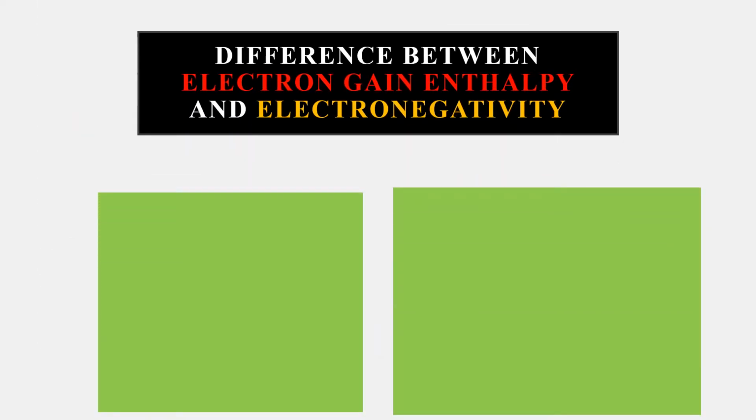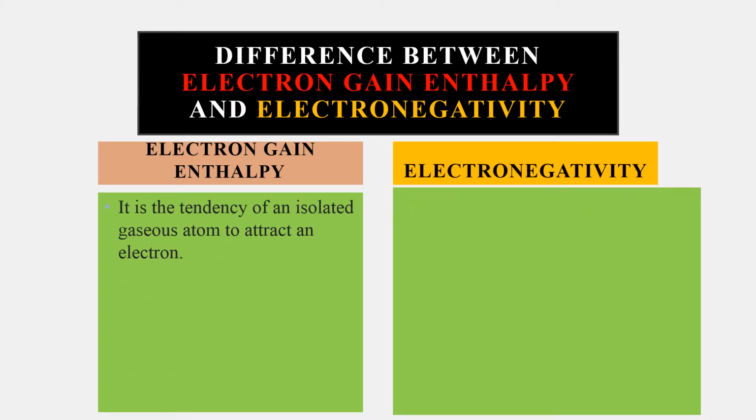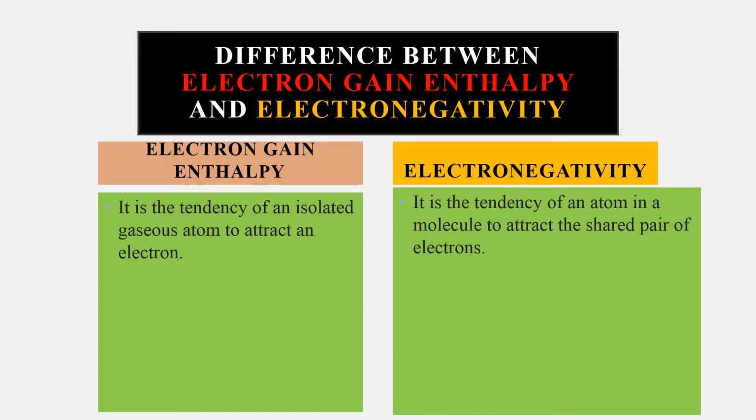Now let's check the difference between electron gain enthalpy and electronegativity. So the first difference is electron gain enthalpy. It is the tendency of an isolated gaseous atom to attract an electron, whereas electronegativity, it is the tendency of an atom in a molecule to attract the shared pair of electrons.